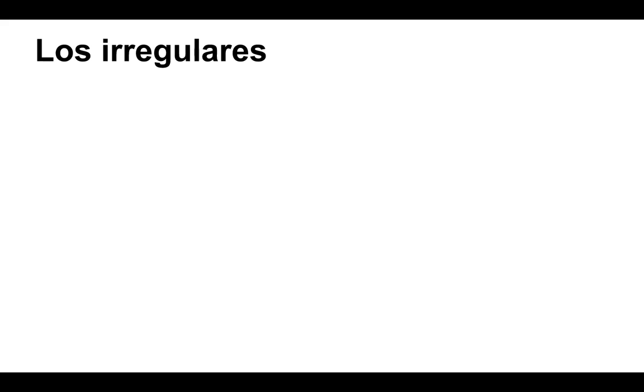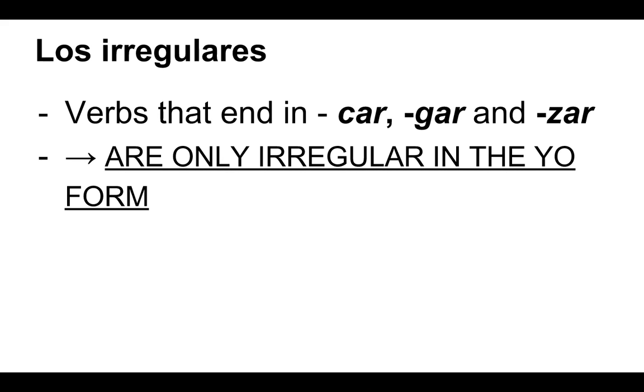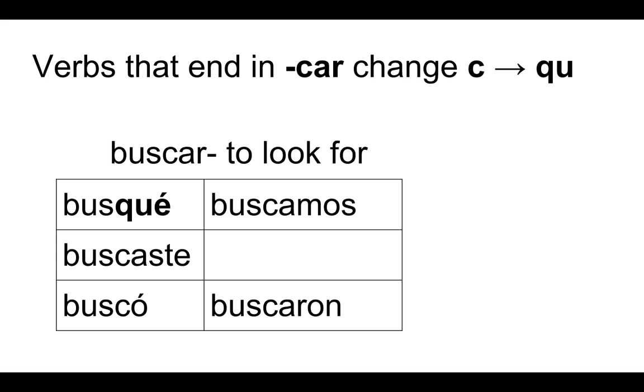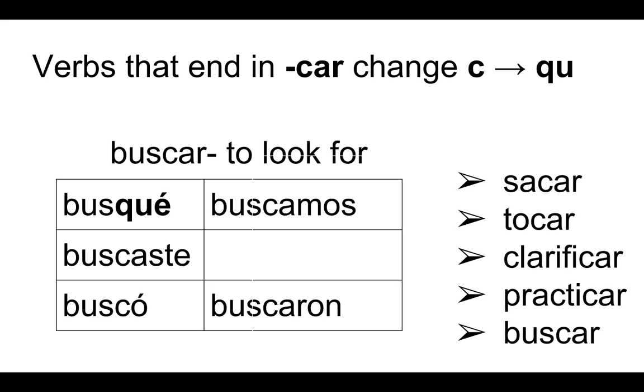Los irregulares. The rule is that if the verb ends in car, gar, or zar, it is only irregular in the yo form. For example, verbs that end in car change C to QU. Buscar, busqué, buscaste, buscó, buscamos, buscaron. Only in the yo form does the C turn into a QU. Other verbs that end in car that you might see: sacar, tocar, clarificar, practicar, buscar.